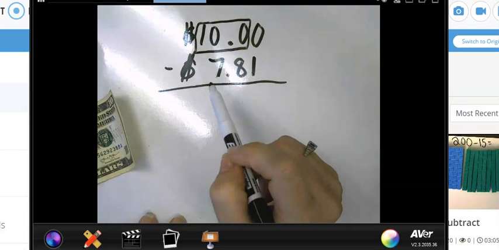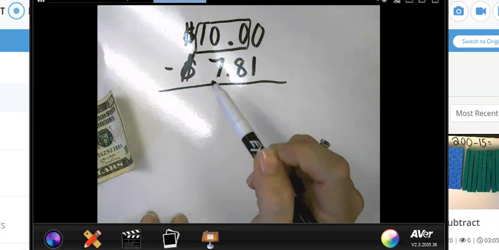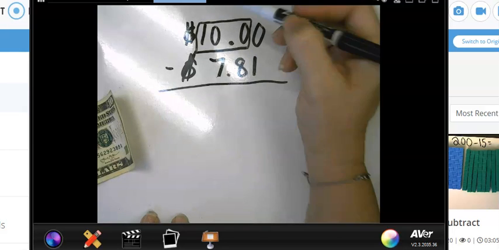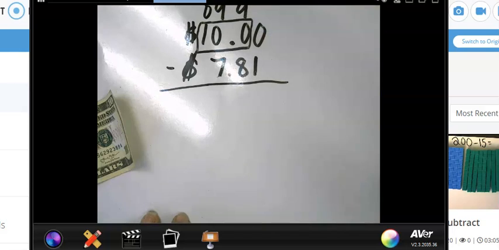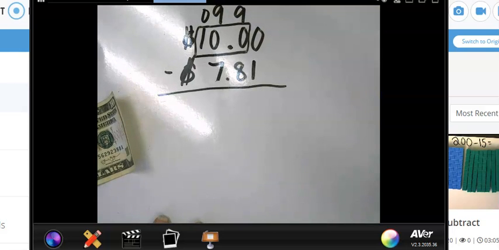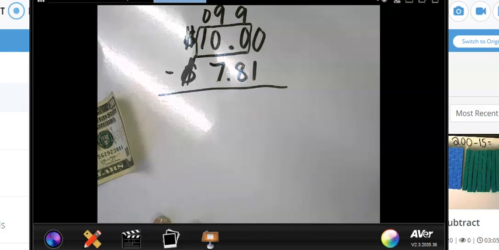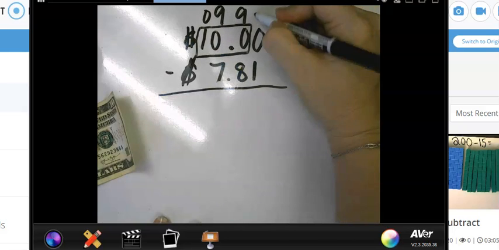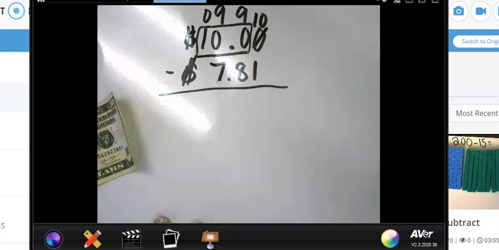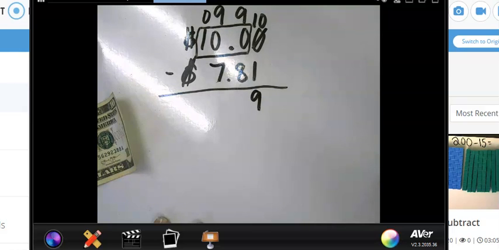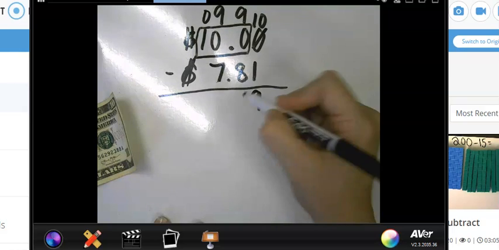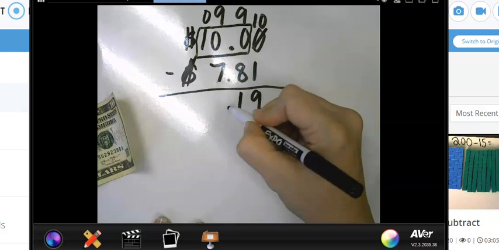It's not going to be 100. It's going to be 099. Okay? It's 99 because I borrowed from that 100. So when I borrowed, I'm going to add this 10 over here. Now I can do the 10 minus 1, which is 9, of course, and 9 minus 8 is 1. I'm going to drop down my decimal point.